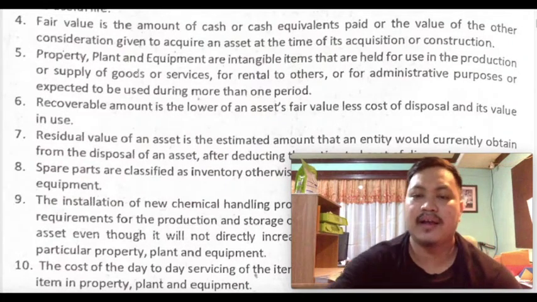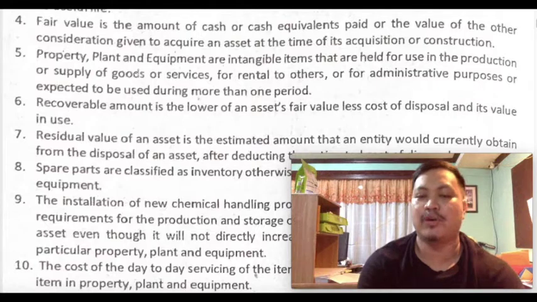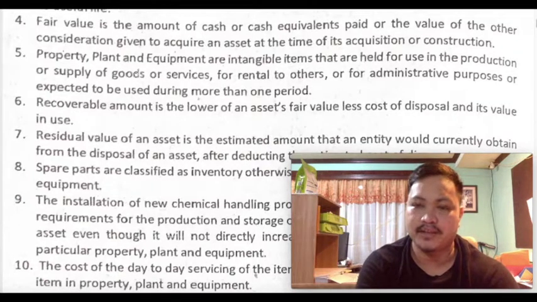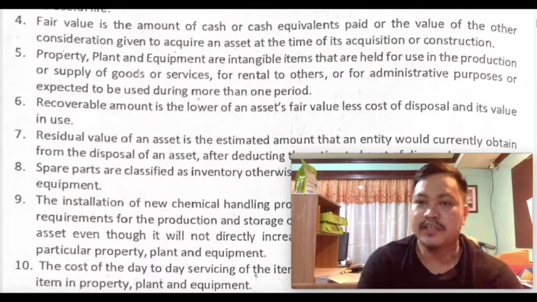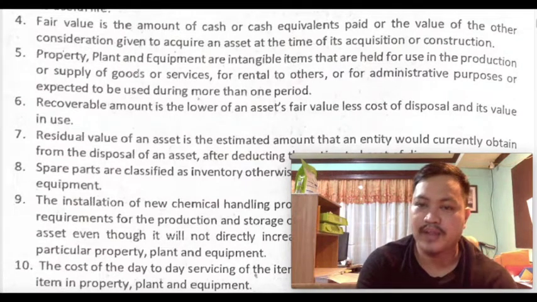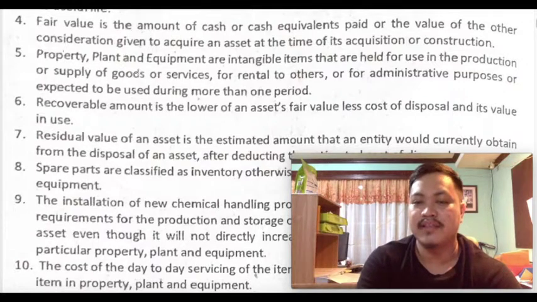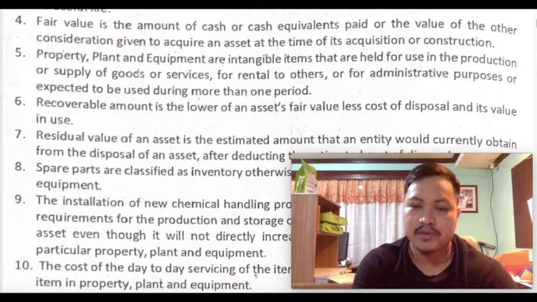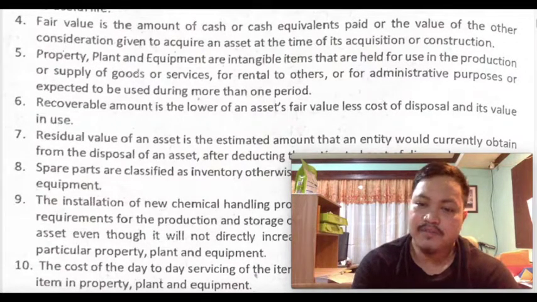Now, another thing that you must check before classifying a tangible asset as a property, plant, and equipment is with regard to its purpose. If its purpose is for use in the production, for rental, or for administrative purposes, then that asset may be classified as a property, plant, and equipment. Comparing it to your inventories, inventories are also tangible, but the main purpose for holding an inventory is for the sale of such goods or products.